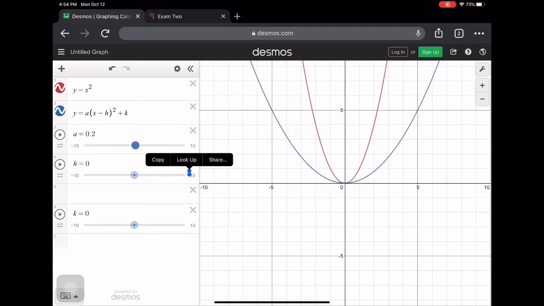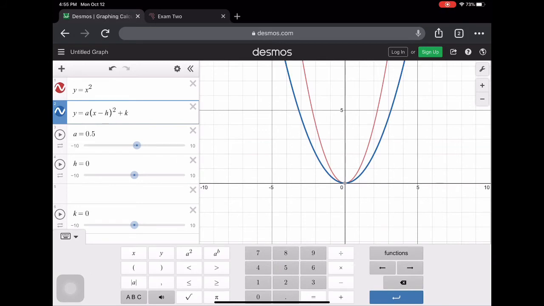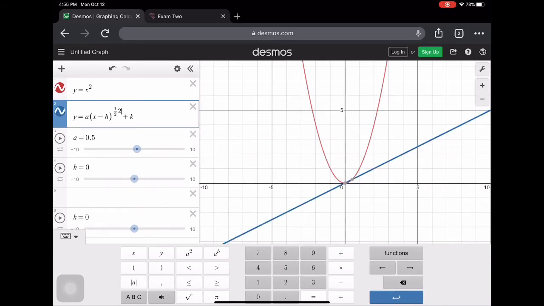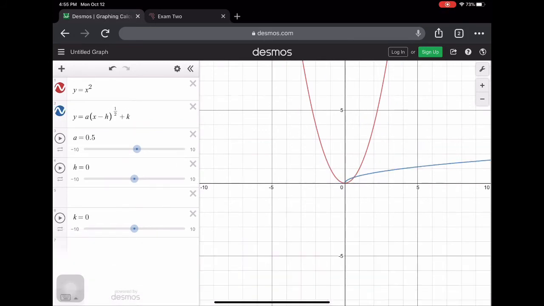And this is true regardless of the parent function that I'm talking about. I could be talking about a square root function. My square root function can be moved to the right or to the left using h, and my k moves it up and down, and again my a stretches it or shrinks it in comparison and also does a reflection.